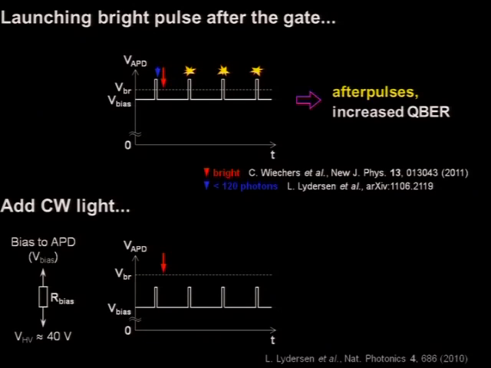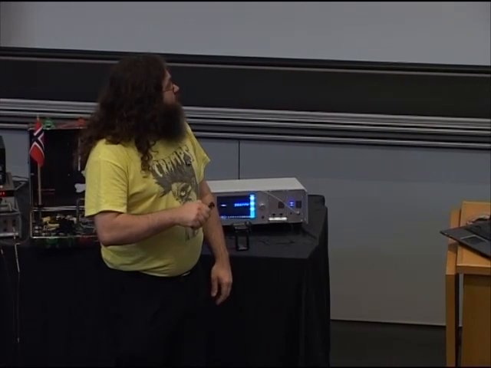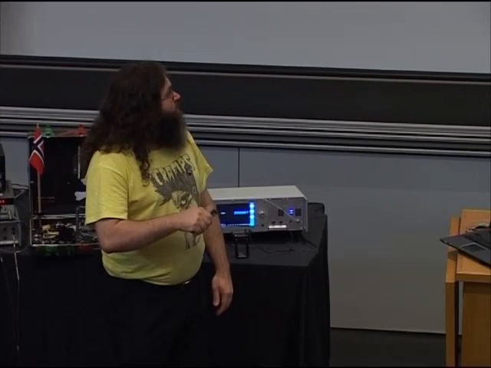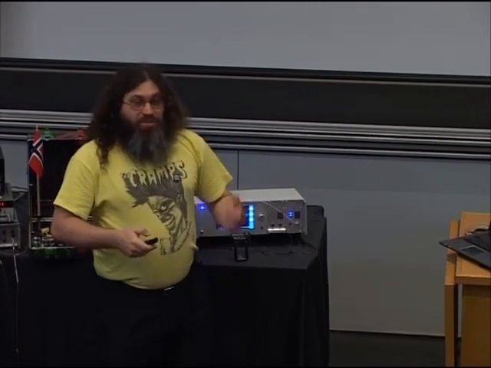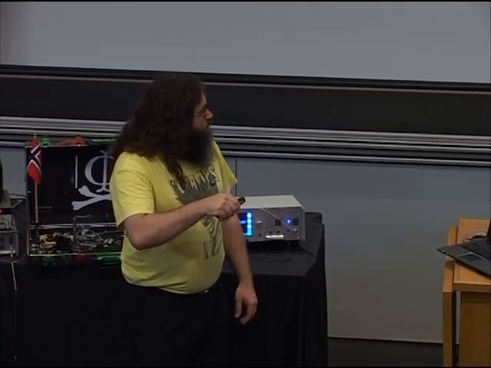Then we applied continuous wave bright light at the APD. The continuous wave bright light caused continuous photocurrent through the APD. This continuous photocurrent flows through the resistor and causes a voltage drop at the resistor. Then the entire bias voltage diagram at the APD moves down.